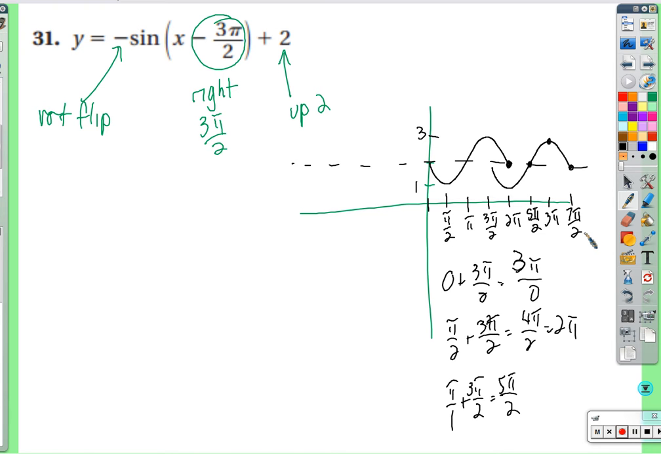Why isn't it 8 pi over 2? If it's 3 pi over 2 and 5 pi over 2, wouldn't that be 8 pi over 2? No. It's 2 pi plus 3 pi over 2. 2 pi plus 3 pi over 2 is 4 pi over 2 plus 3 pi over 2. Yeah, I was adding the wrong one. Pi over 2.